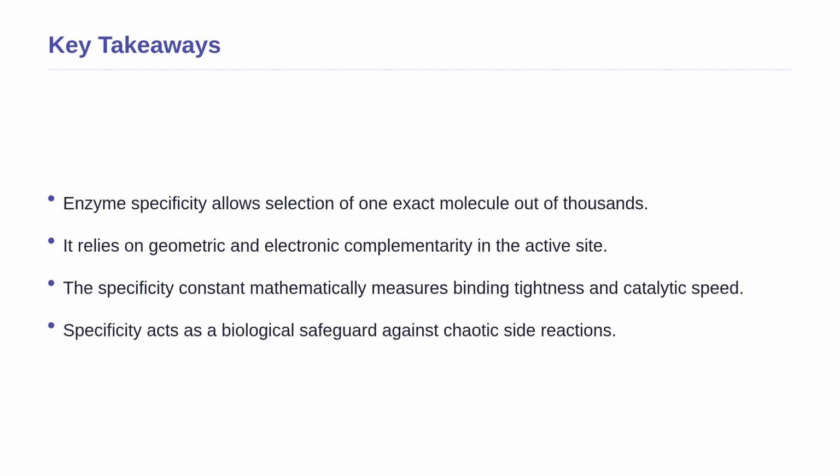We have covered a lot of ground today, so let us summarize the most important ideas. First, the specificity of enzyme action is the fundamental principle that allows enzymes to select and react with one exact molecule out of thousands, acting just like a lock and key. Second, this incredible precision is driven by the physical shape and chemical properties of the active site, requiring both geometric and electronic complementarity. Third, we learned that we can mathematically measure this preference using the specificity constant, which combines how tightly the enzyme binds and how fast it works.